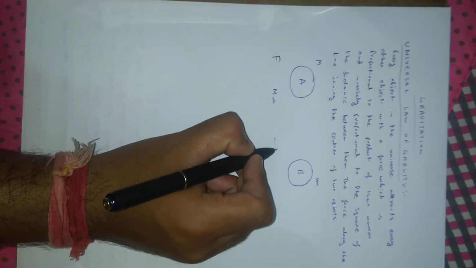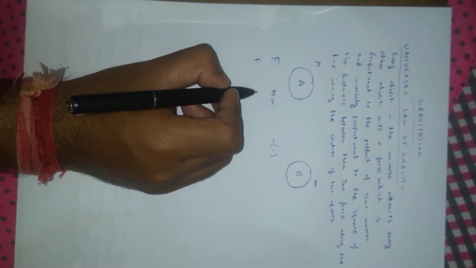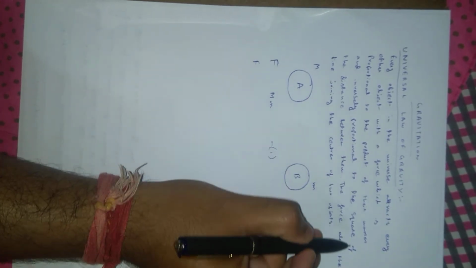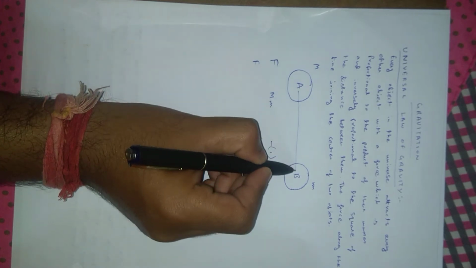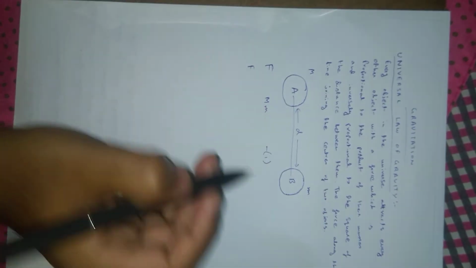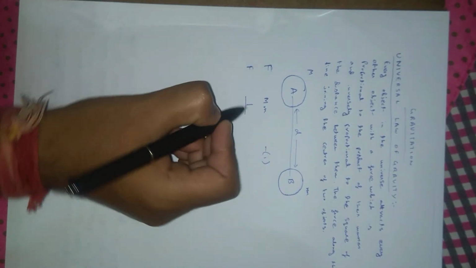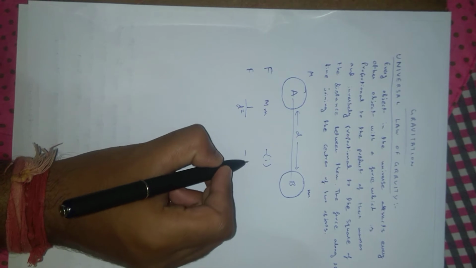This is equation number 1. Then F is inversely proportional to the square of the distance, and let us take the distance as d. So F is inversely proportional to d squared. This is equation number 2.